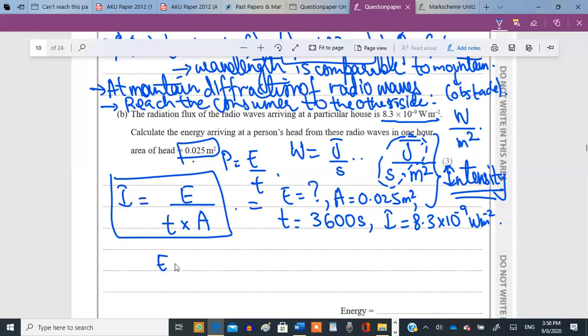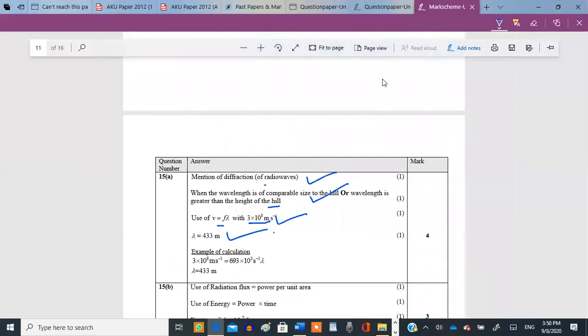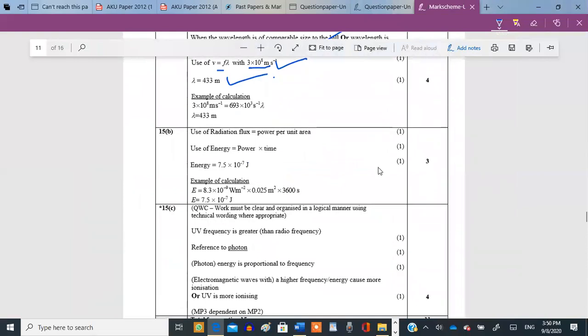So energy turns out to be intensity multiplied by time multiplied by area. Intensity times time times area, which is 8.3 times 10 raised to the power of minus 9, times 3600, times 0.025, which is 7.47 times 10 raised to the power of minus 7 joules. This is the energy in joules. Yep, that's the answer. 7.47 or 7.5, same thing.